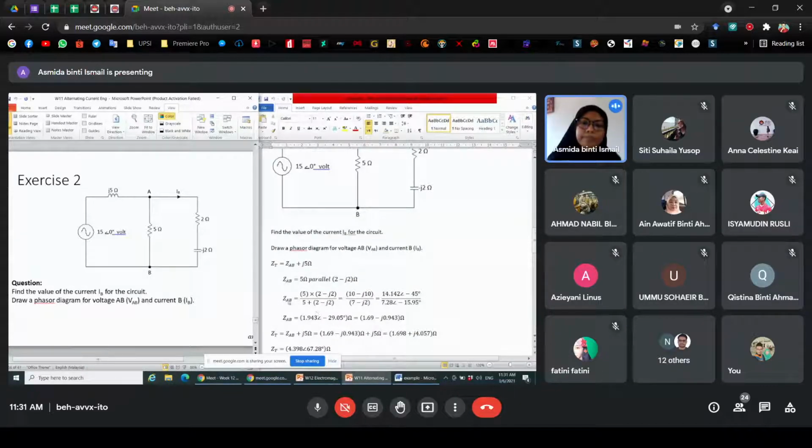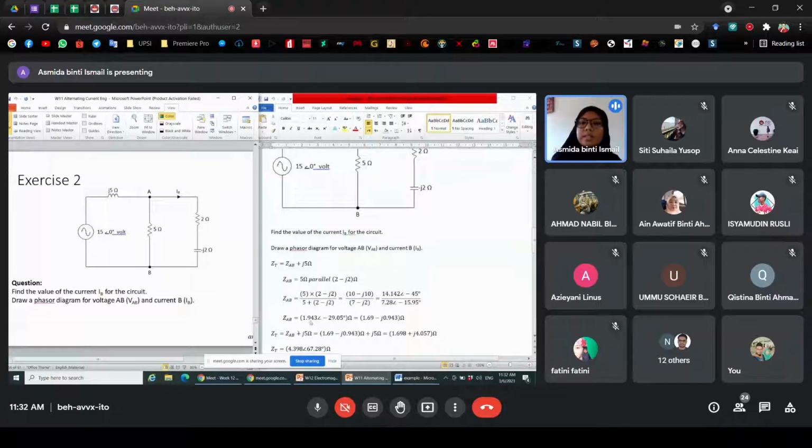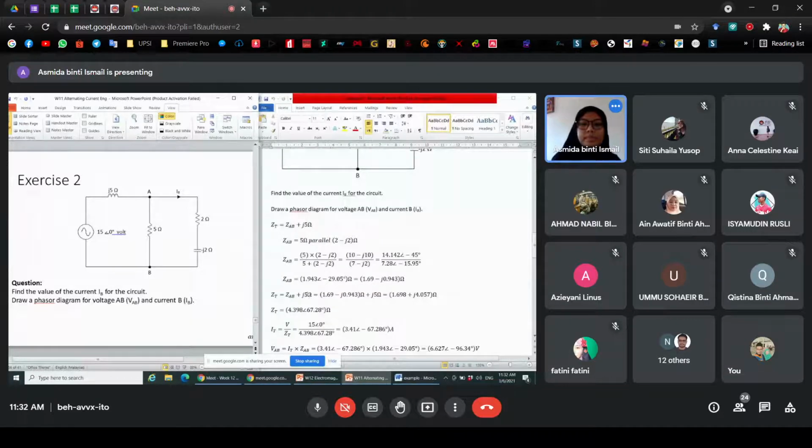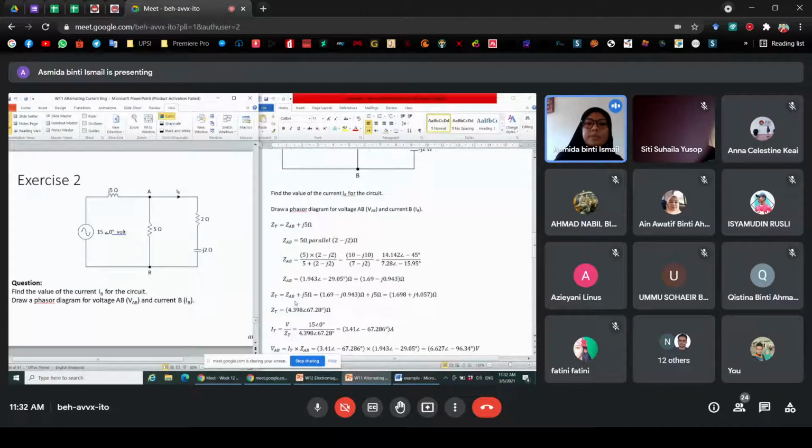So you find the value for the ZAB or impedance AB, which means the impedance here. You get the value for ZAB is equal to 1.69 minus J0.940 ohm. You can try it later. So the total impedance here is equal to J5 ohm plus this impedance, J5 ohm plus ZAB. So you get this total impedance is equal to 4.398 at 67.28 degrees ohm.